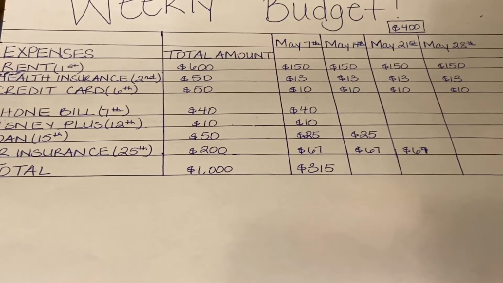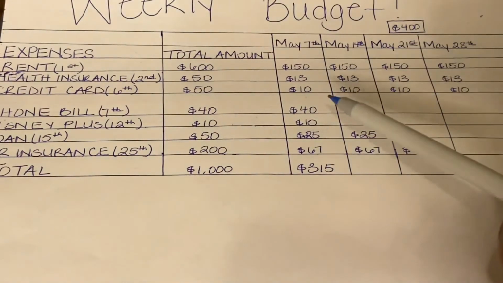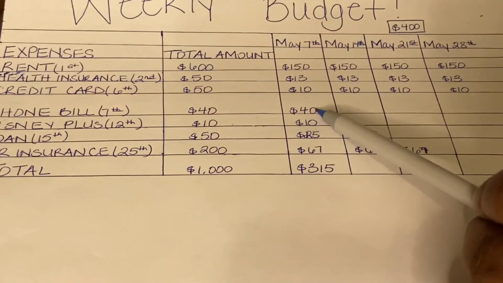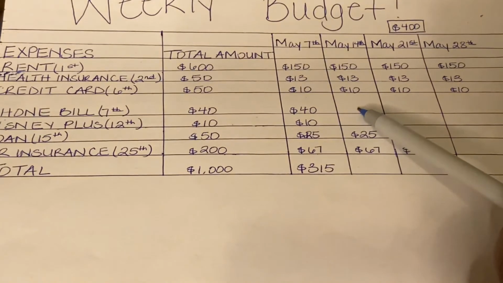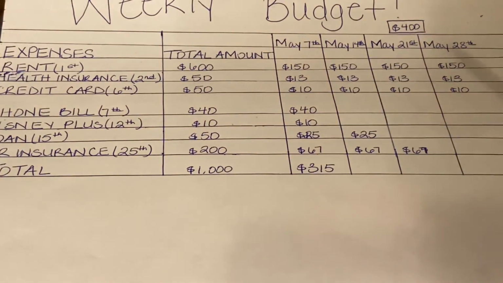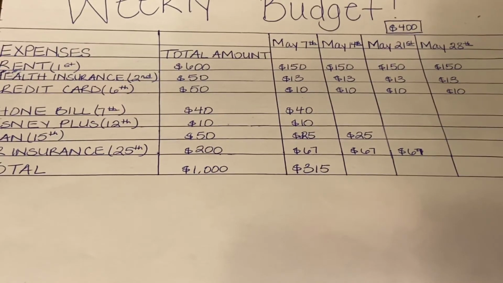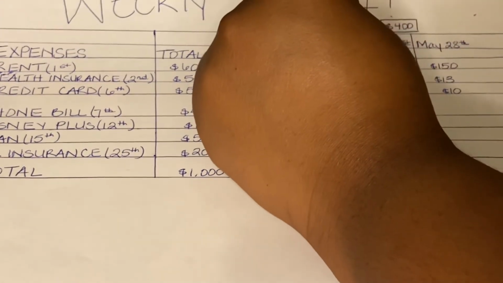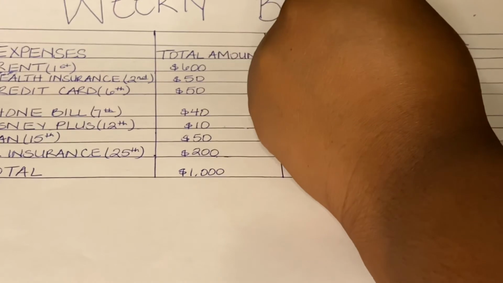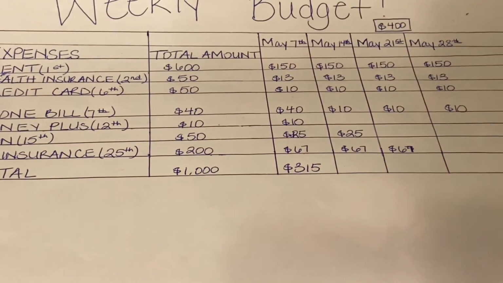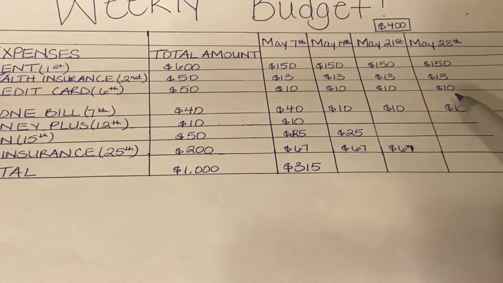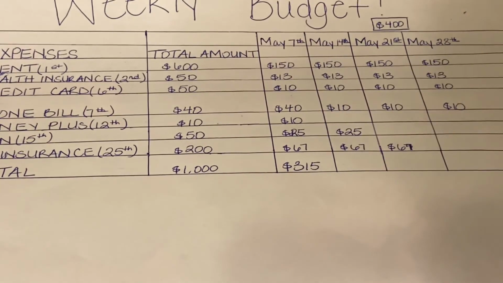So being that the phone bill is due on the 7th of each month, we'll pay the $40 in full on May 7th, and then we have 4 checks before we have to pay $40 again. So we will be taking out $10 for the remainder of May after we pay the full $40 on the 7th.